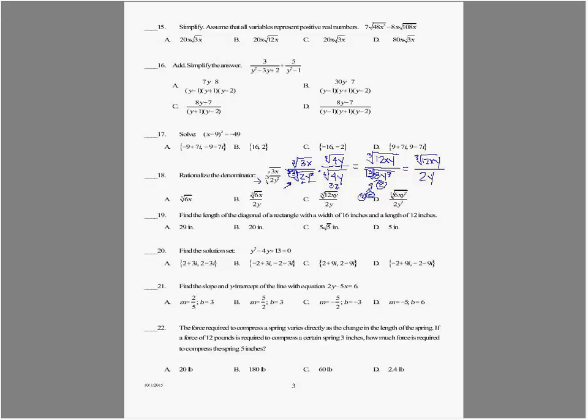Great. Okay, so it looks like our answer is cube root of 12xy over 2y. It's option C. Okay, that's how you rationalize that denominator. Any questions? If not, head to the next question.